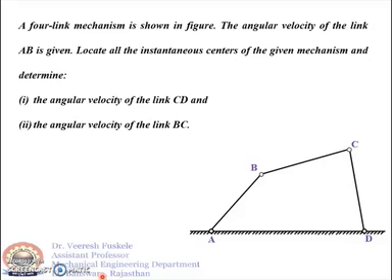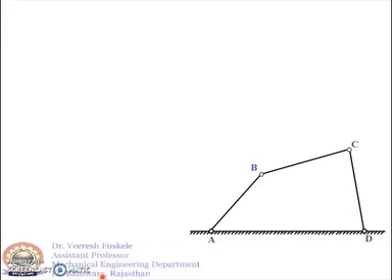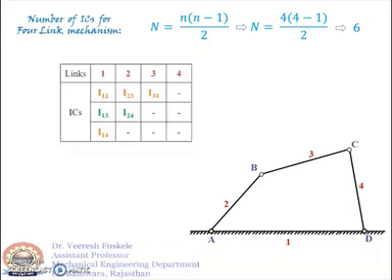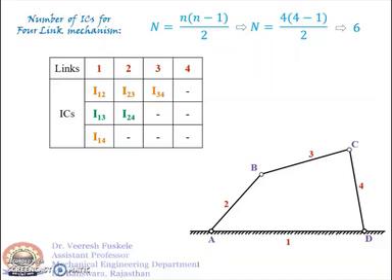last video. So we had this four-link mechanism. As per the formula, we will have 6 instantaneous centers, and they are I12, I13, I14, I23, I24 and I34. As we learned in the last video, these can be located either by inspection or by the application of Kennedy's theorem.